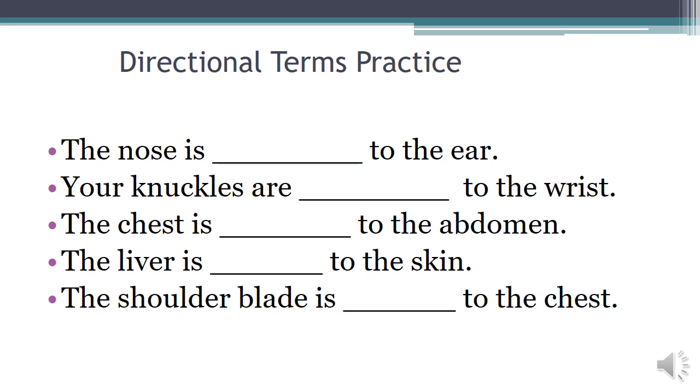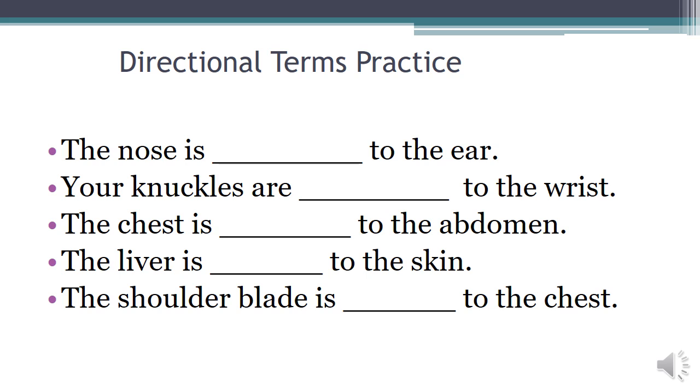Your knuckles are blank to the wrist. So if you said that your knuckles are distal to the wrist, that would be the most correct answer. No matter what the position of your arm, proximal and distal is usually the best term to describe structures on limbs and tubes. Okay, so the knuckles are further from the attachment point than your wrist is, so then your knuckles are distal, whether you're in the anatomical position or not. They're always distal.